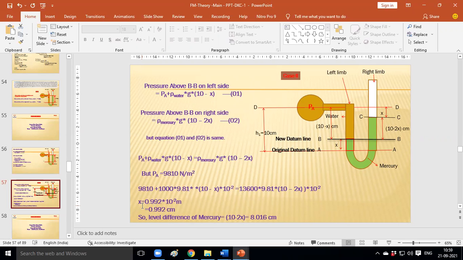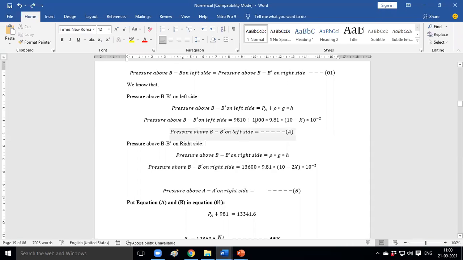Okay, so we get the x. This is the value of x. So the level difference of mercury: which one is the level difference of mercury? Is x the level difference of mercury, or is 10 minus 2x the level difference of mercury? 10 minus 2x is the level difference of mercury. So from this equation, we can get the value of x.